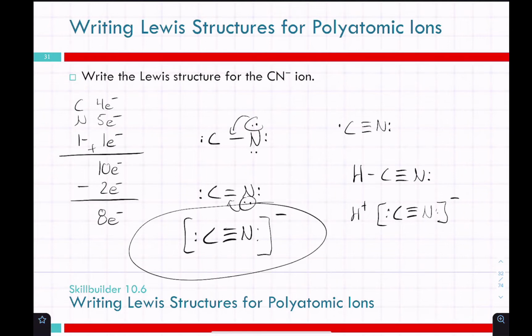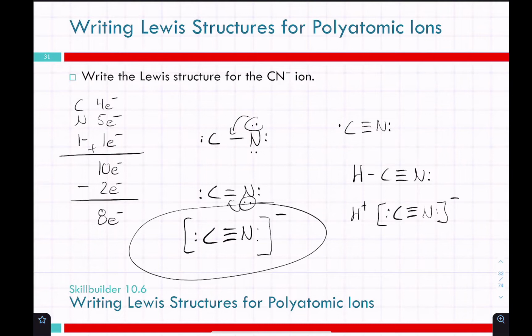If we have carbon, nitrogen, so you can remember valence electrons, carbon's in 4A, has 4 valence electrons. Nitrogen is 1 over, has 5 valence electrons. And then we add in 1 more valence electron because of the charge on cyanide, on the CN. Then that gives us 10 valence electrons. Then we subtracted these 2 electrons out because we wrote a bond in here. And then that left us with 8 electrons left over.